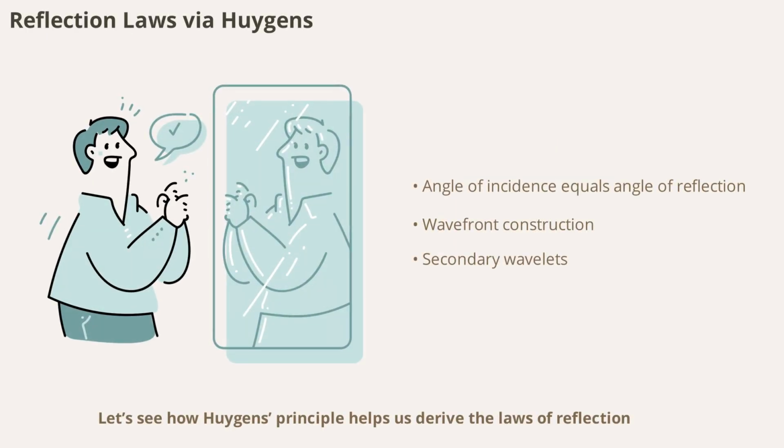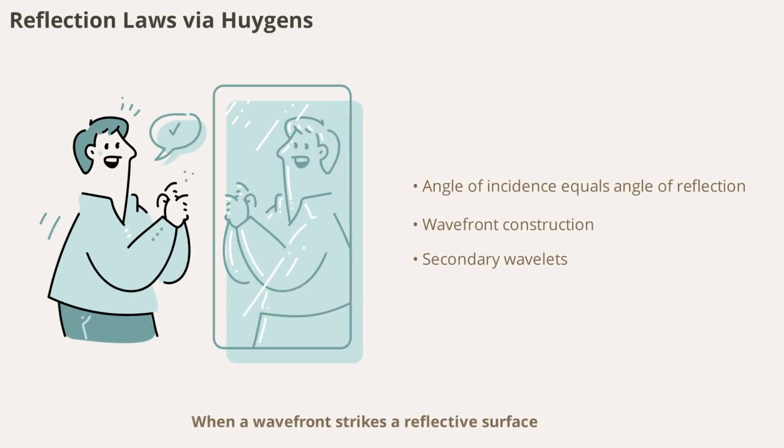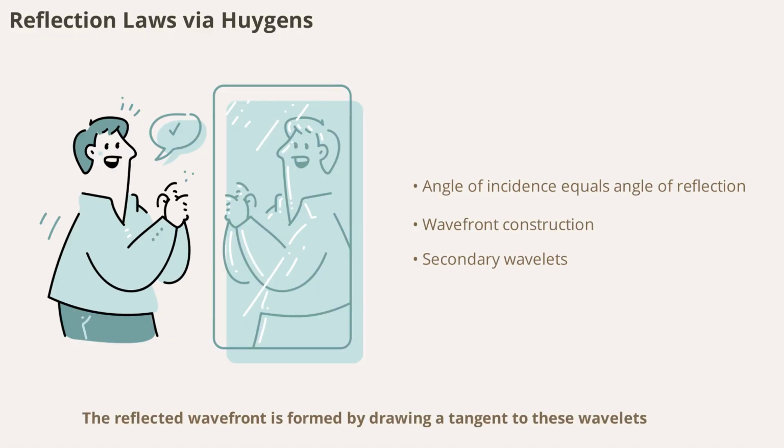See how Huygens' principle helps us derive the laws of reflection. When a wavefront strikes a reflective surface, each point on the wavefront generates secondary wavelets. The reflected wavefront is formed by drawing a tangent to these wavelets. This construction shows that the angle of incidence equals the angle of reflection, matching what we observe in everyday mirrors. Huygens' approach provides a clear visual explanation for this fundamental law of optics.